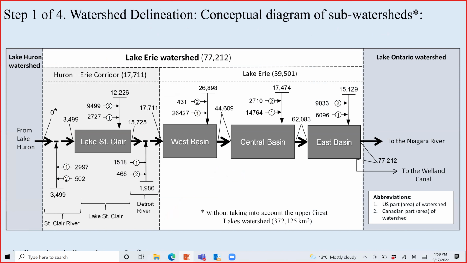As the first step, we delineated the entire Lake Erie watershed into a number of standard subbasins based on the subbasin levels, such as tertiary subwatersheds in Canada and 8-digit hydrological unit codes in the United States. Based on the watershed delineation work, we constructed the conceptual diagram of sub-watersheds within Lake Erie system boundaries shown on this slide. You can see those watersheds numbered with number 2. These are the Canadian watersheds, and those numbered with number 1 are the United States portion of the watershed.